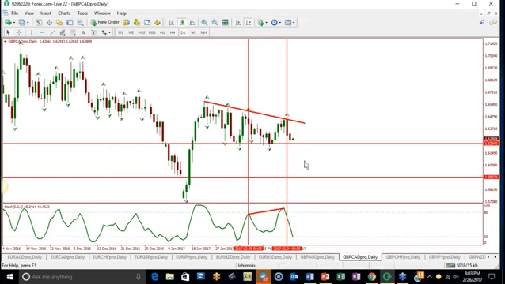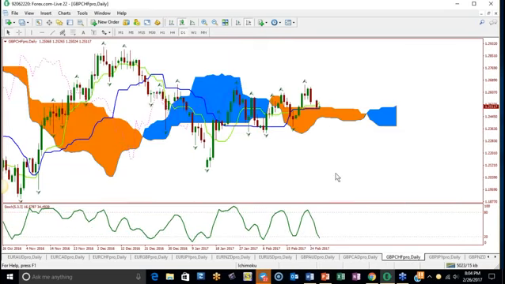Now, the market's not always going to come to those levels, all right? But those are the best ways to find your targets, all right? So that's pound CAD. I'm going to go to pound Swiss franc.